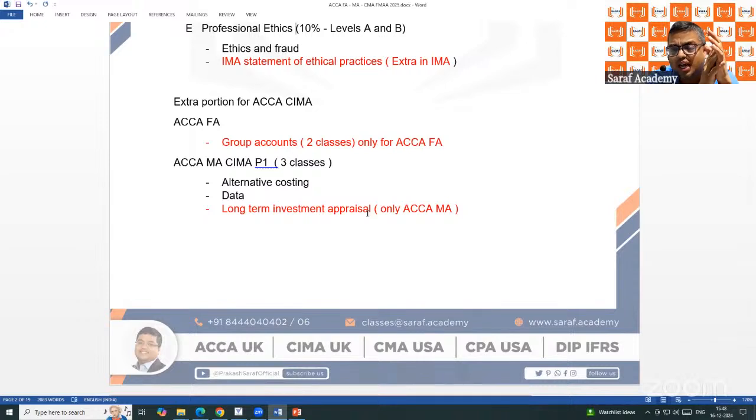So everybody should target that we will be giving exams, FMAA students in the month of May. Their exams are in May, June. They can target for May or June exam. The ACCA students and CIMA students' exams are on-demand exams. You can give the exam whenever you are ready.